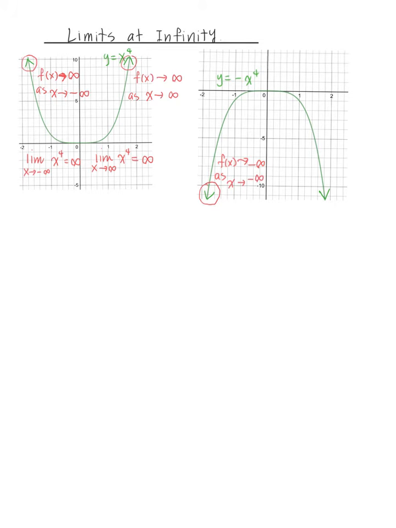Does that make sense? Let's go through it one more time. Our x value is going to keep going towards the left-hand side, which will be negative infinity. Now let's look at the corresponding y values as x travels towards negative infinity. This tail end is going to keep going downwards, so it's going to go to negative infinity. So that's how you would write it.